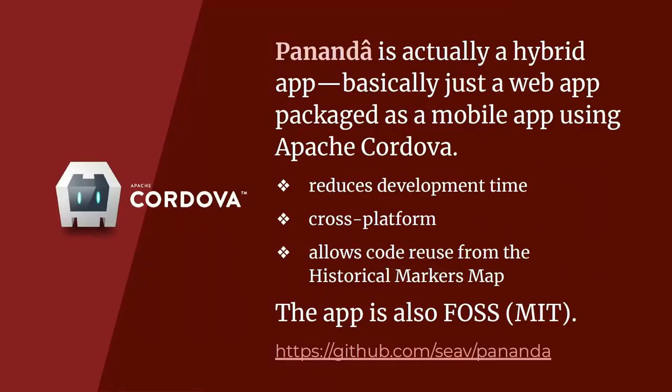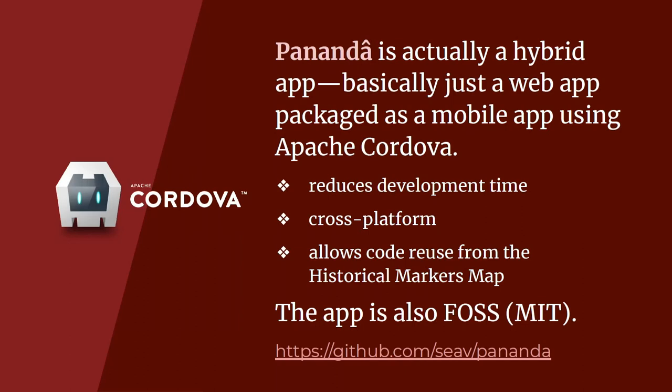How did I develop this app? So Paranda is actually a hybrid app. It's not native. Basically, it's just a web app packaged as a mobile app using Apache Cordova. That reduces development time because I don't have to learn a different language. I know JavaScript, HTML. It's cross-platform, allows code reuse from the historical markers map. And the app is also free and open source under the MIT license.